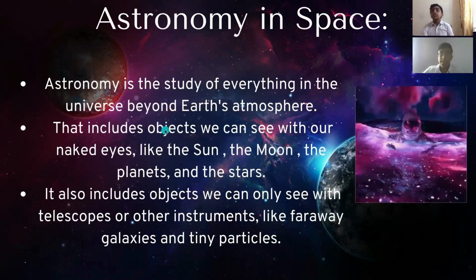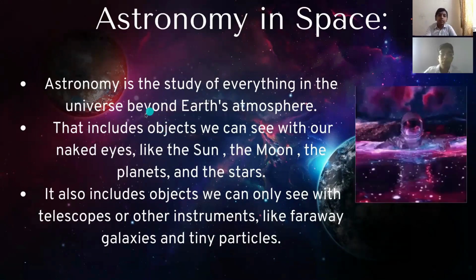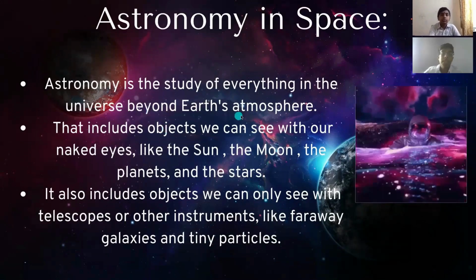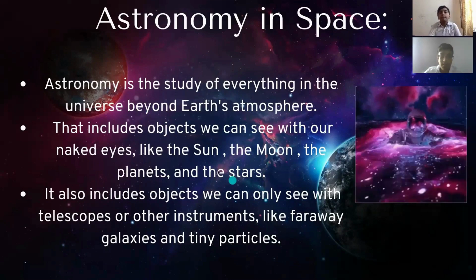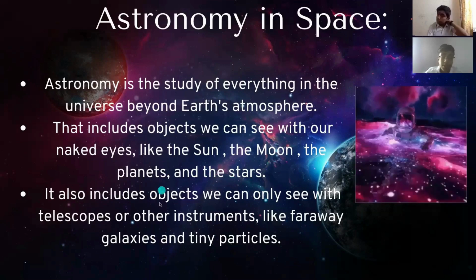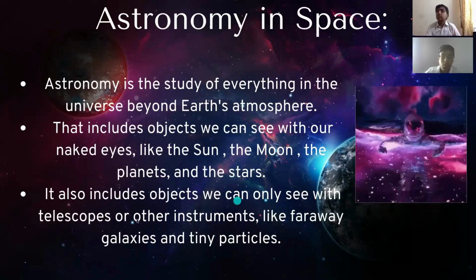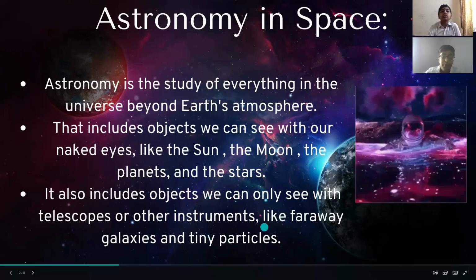Astronomy in space. Astronomy is the study of everything in the universe beyond Earth's atmosphere. That includes objects we can see with our naked eyes, like the sun, the moon, the planets, and the stars. It also includes objects we can only see with telescopes or other instruments, like faraway galaxies and tiny particles.